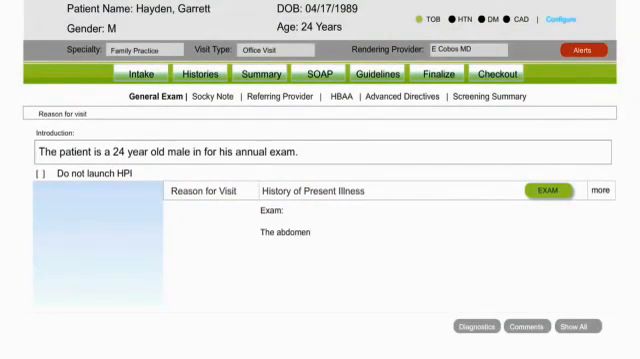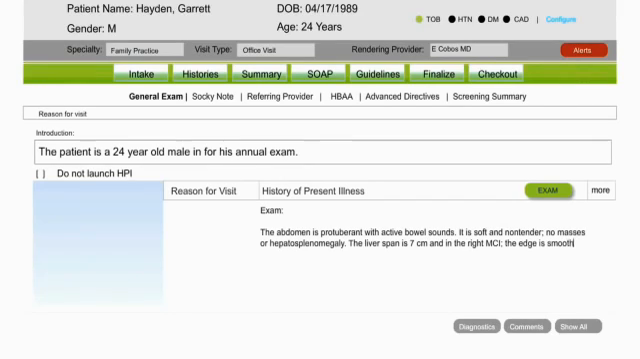For all your findings, a clear, well-organized clinical record, employing language that is neutral, professional, and succinct, is one of the most important adjuncts to patient care. The abdomen is protuberant with active bowel sounds. It is soft and non-tender. No masses or hepatosplenomegaly. The liver span is 7 centimeters and in the right MCL. The edge is smooth and palpable 1 centimeter below the right costal margin.